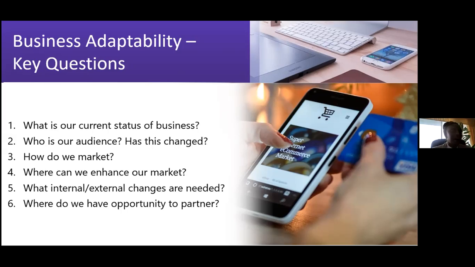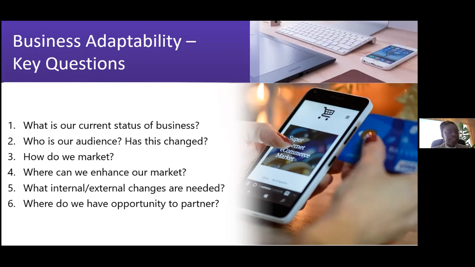Looking at who is your audience. Has it changed as a result of what's going on with COVID-19? What kind of adjustments do you need to make in how you market your product or your service? Where can you enhance the marketing, if your marketing is still applicable and you're still able to do the same marketing you were doing? Where can you enhance it to take it up a notch or a few notches?